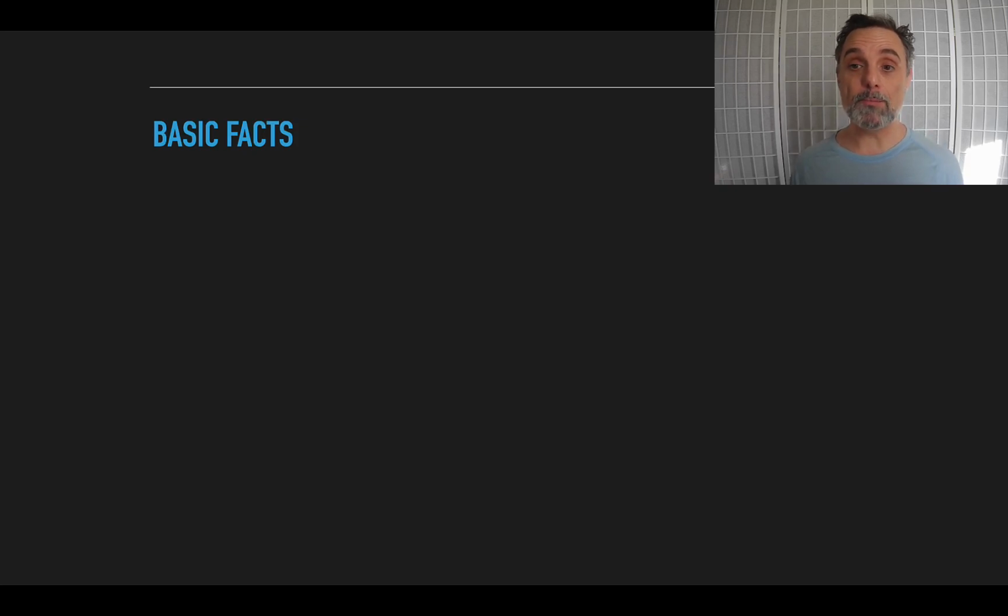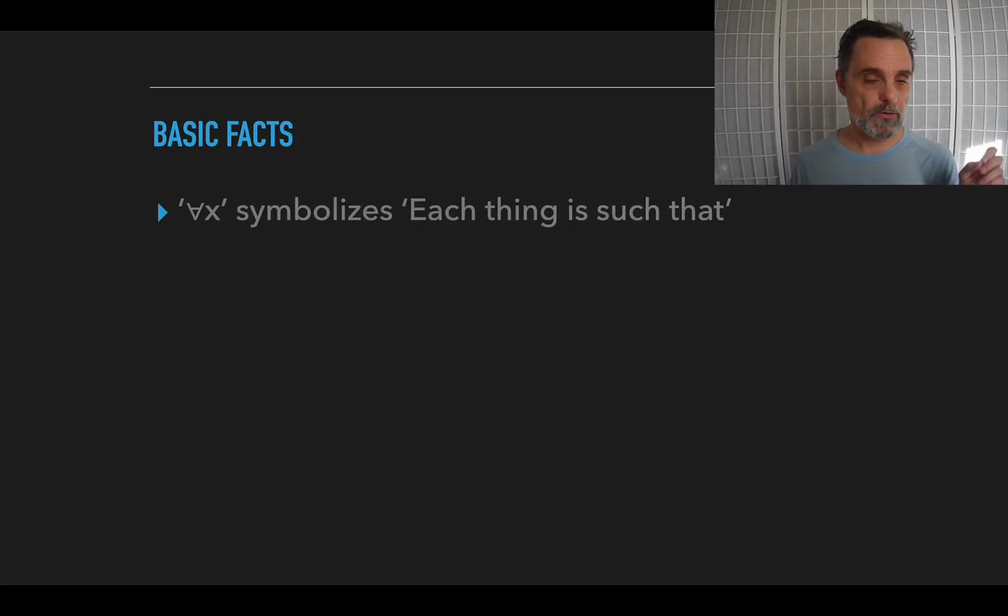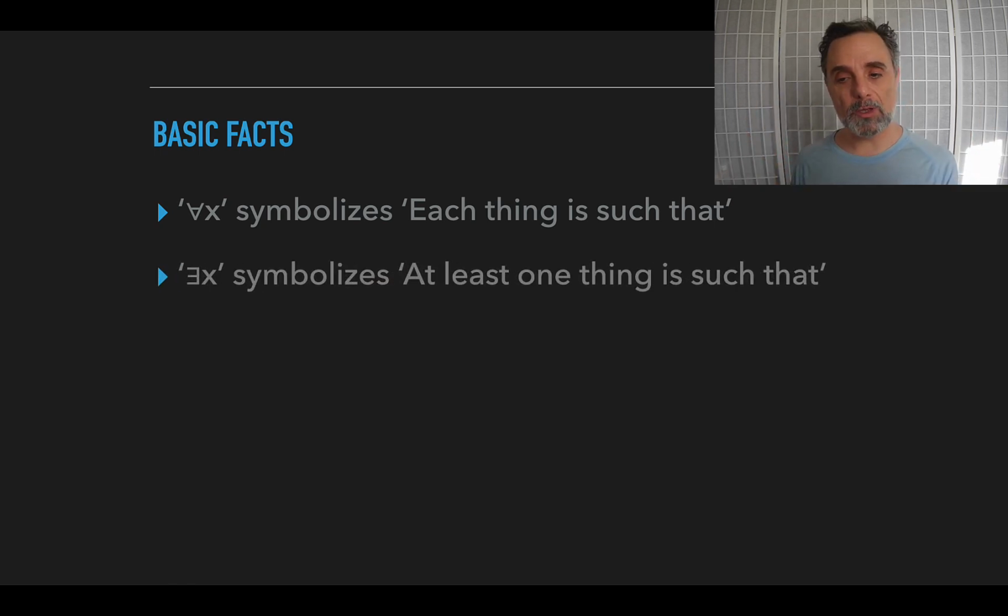So let's learn about the meanings of quantifiers. There are two basic facts. "For all x" symbolizes the long English phrase "each thing is such that." And "for some x" symbolizes "at least one thing is such that." So "for all x" means the same thing as, in English, "each thing is such that." "For some x" means in English "at least one thing is such that."